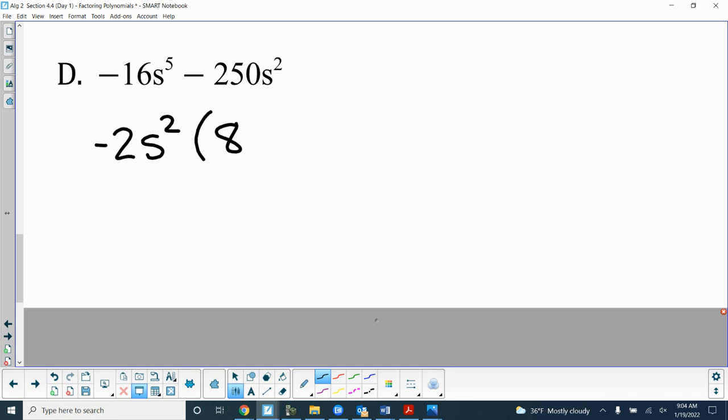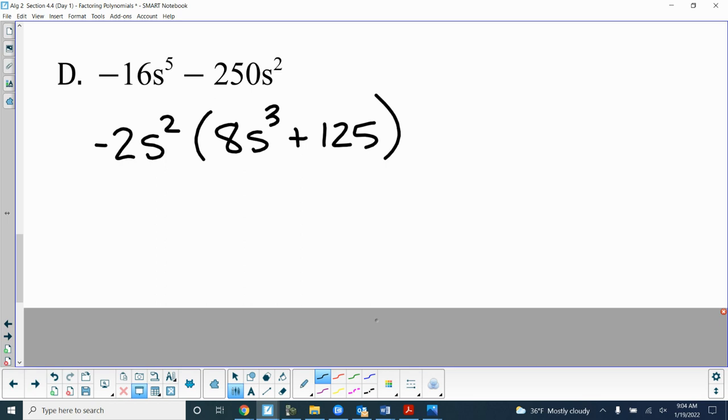S to the 5th divided by S squared is S to the 3rd, right? Is that a perfect cube? Yeah, remember 1, 8, 27, 64, 125. Those are ones you see a lot. Plus 125. Negative 250x s squared divided by negative 2s squared is a positive 125.